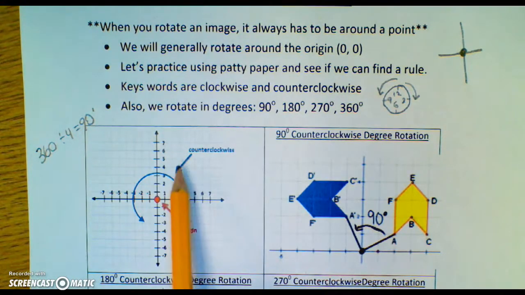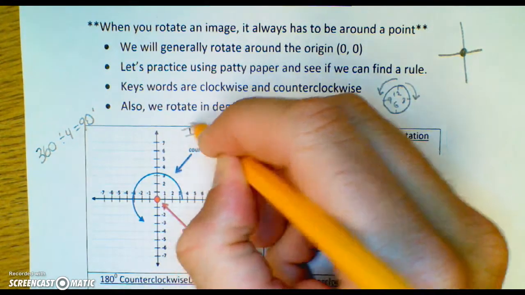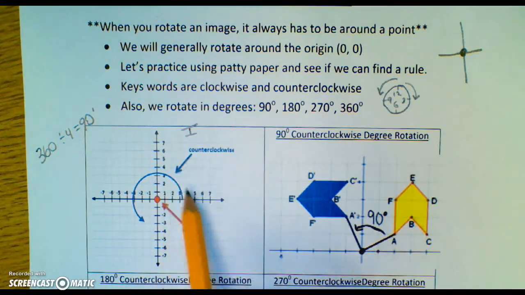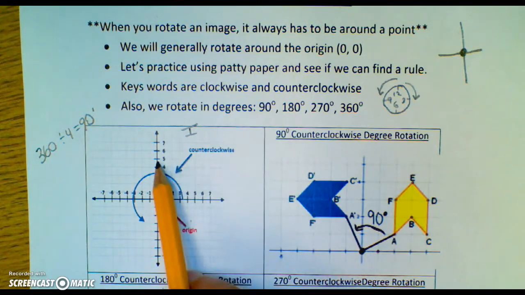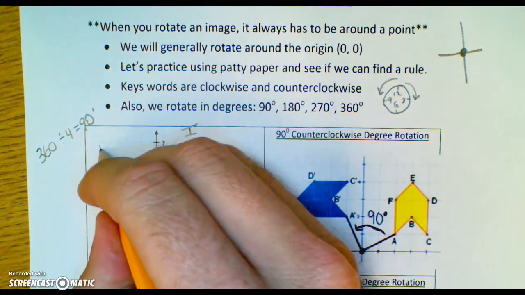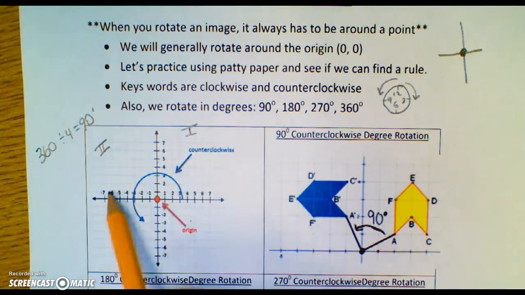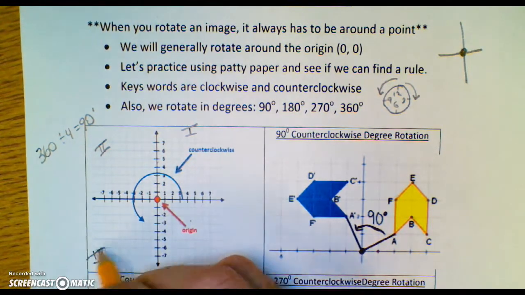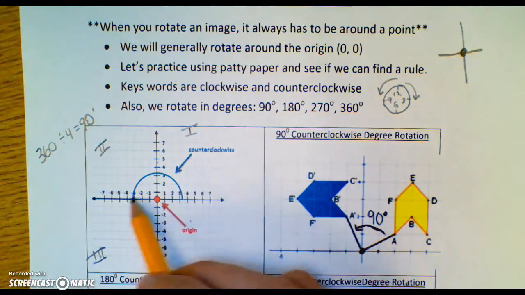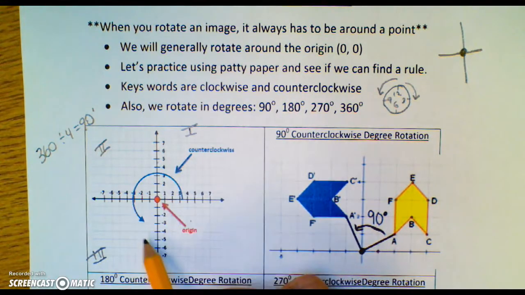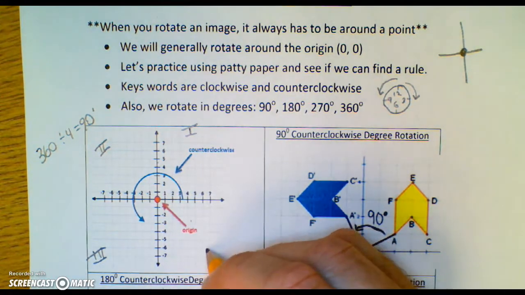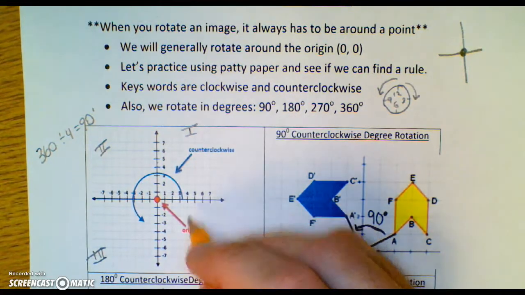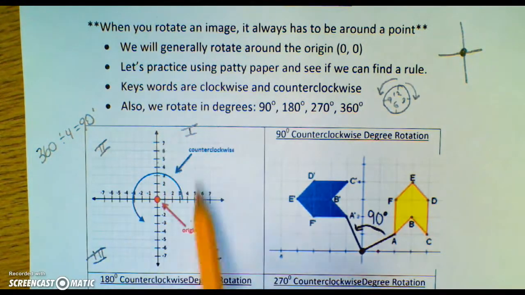This first quadrant right here, quadrant 1, is 90 degrees from the x-axis to the y-axis. Quadrant 2 is another 90 degrees, so now I've got 180. Quadrant 3 is another 90, so that's 180 plus 90, which is 270. And then your fourth quadrant is another 90, so that gives you the 360 for a circle. You can keep rotating in circles and circles.